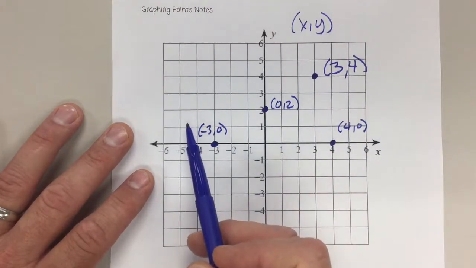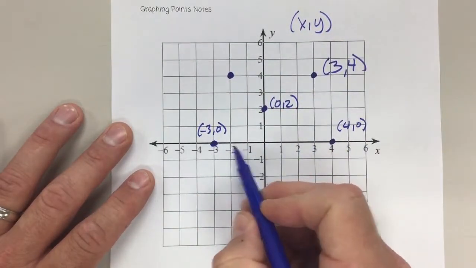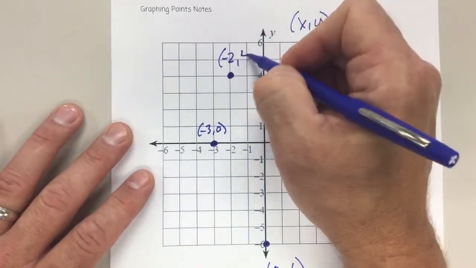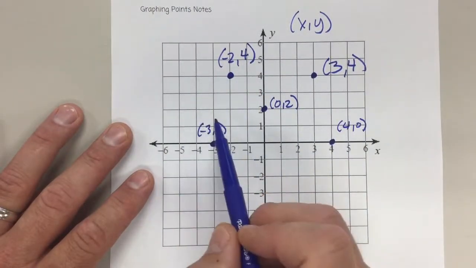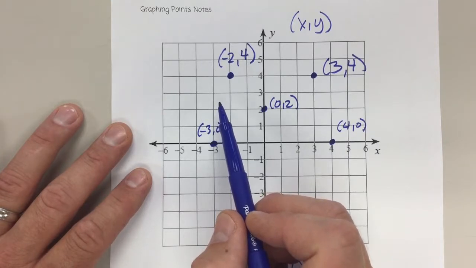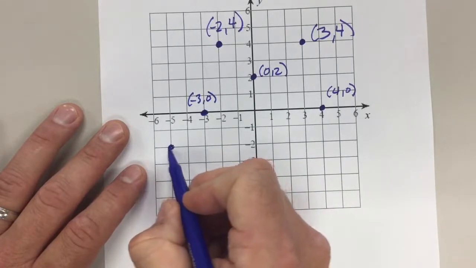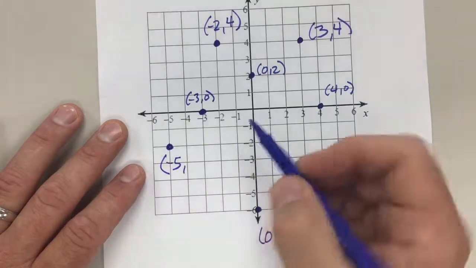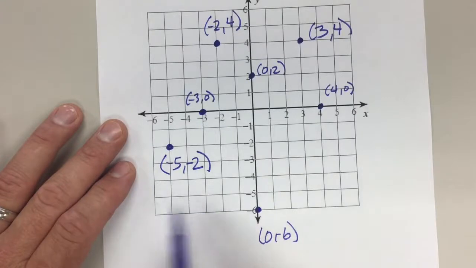If I move to quadrant 2, let's do this one, I would go left 2, or negative 2, that would be my x, and then up 4 is my y. In this quadrant, all of the x's are negative, and all the y's are positive. In quadrant 3, let's do this point. I go left 5, so that's negative 5, and down 2. All the points in the third quadrant have both x and y as negative.